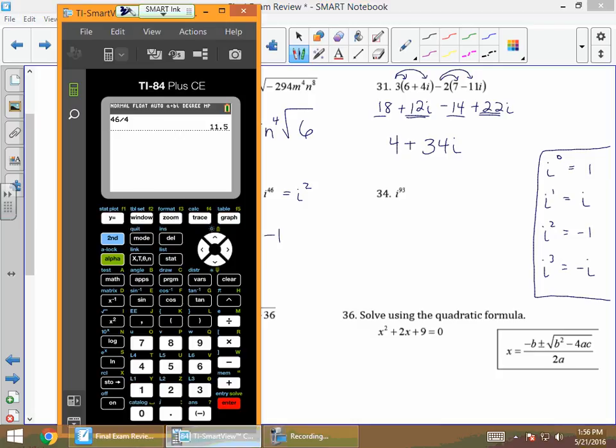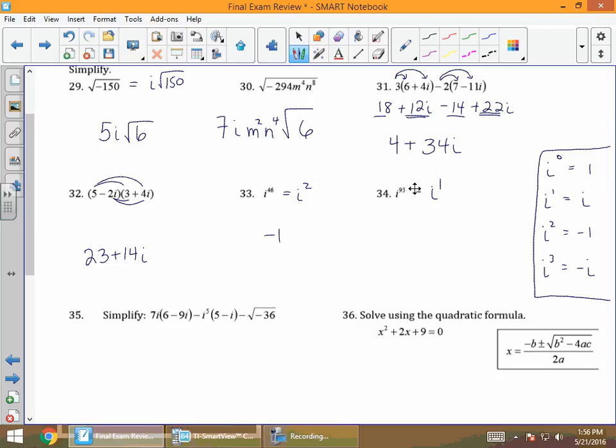I want to do i to the 93rd. 93 divided by 4 is 23.25. 0.25 is 1/4. So this acts like i to the 1, because 1/4 is the remainder. And i to the first we know is i. So that's a real easy way to do those.